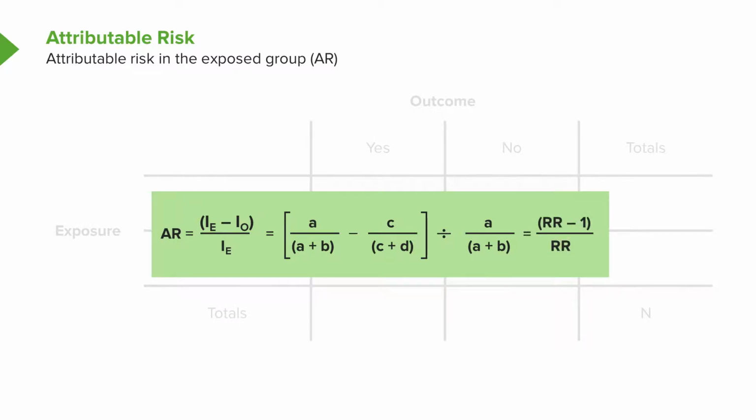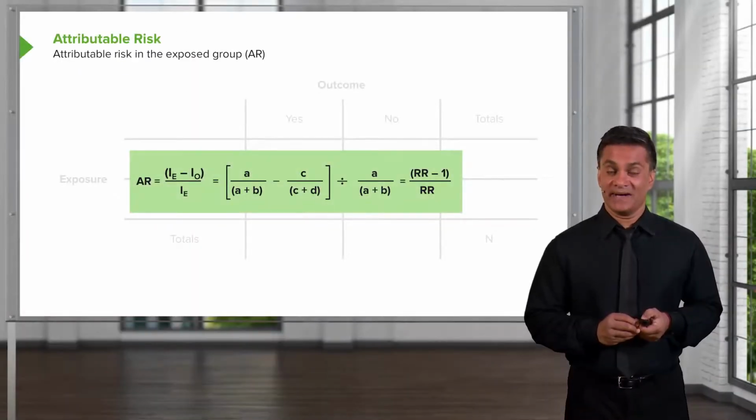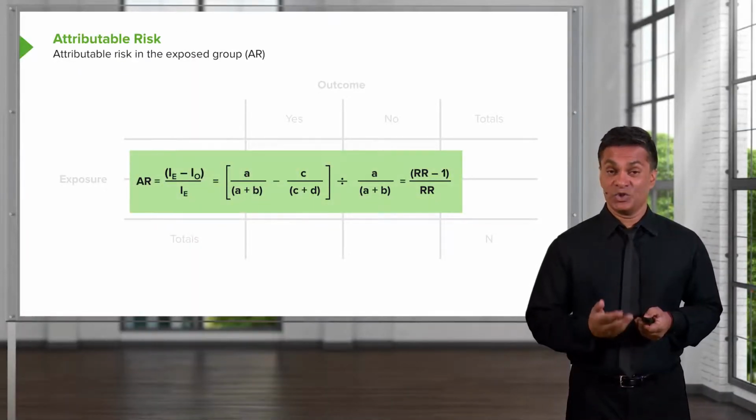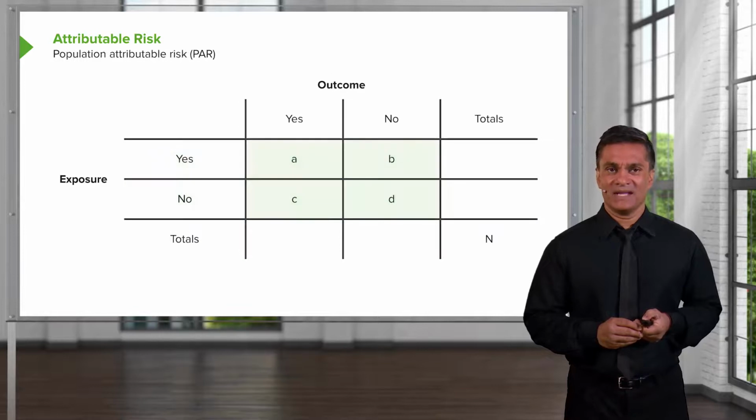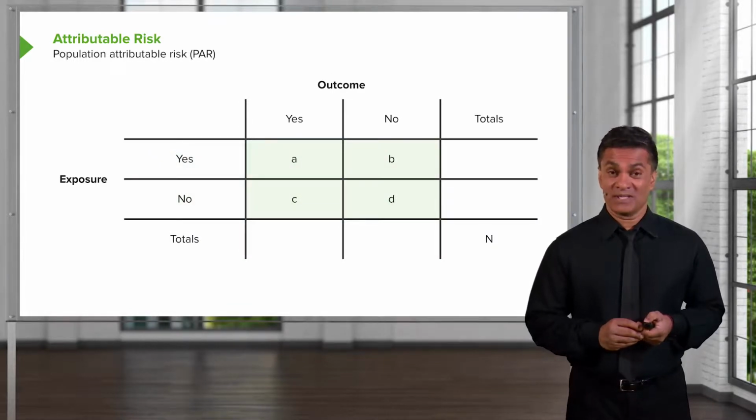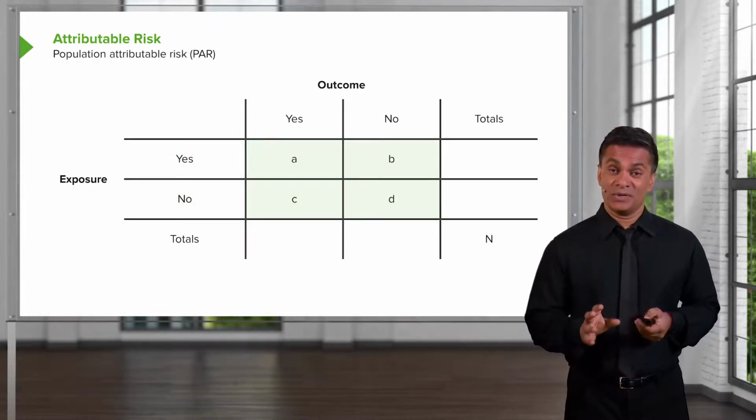Now, you have to believe me when I say that the arithmetic works out magically to the relative risk minus 1 divided by the relative risk. So if you're struggling to remember these formulas, that's probably the easiest way to remember it. Relative risk minus 1 divided by the relative risk is the attributable risk in the exposed group. We'll work through an example in a bit, so just file that away for the moment. Now, the population attributable risk, the PAR, on the other hand, is computed a bit differently.